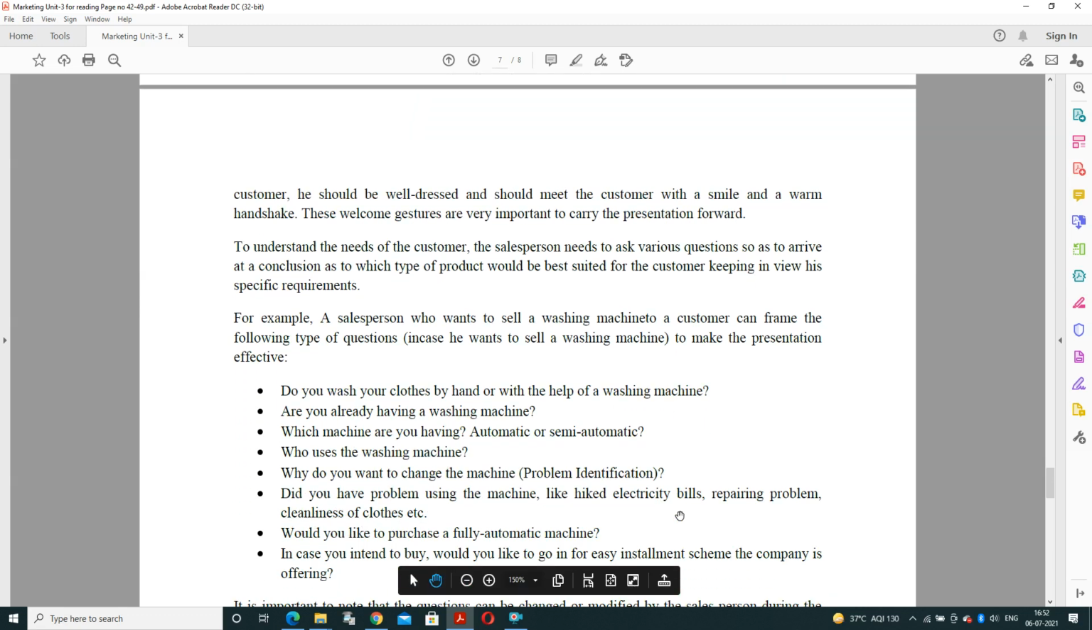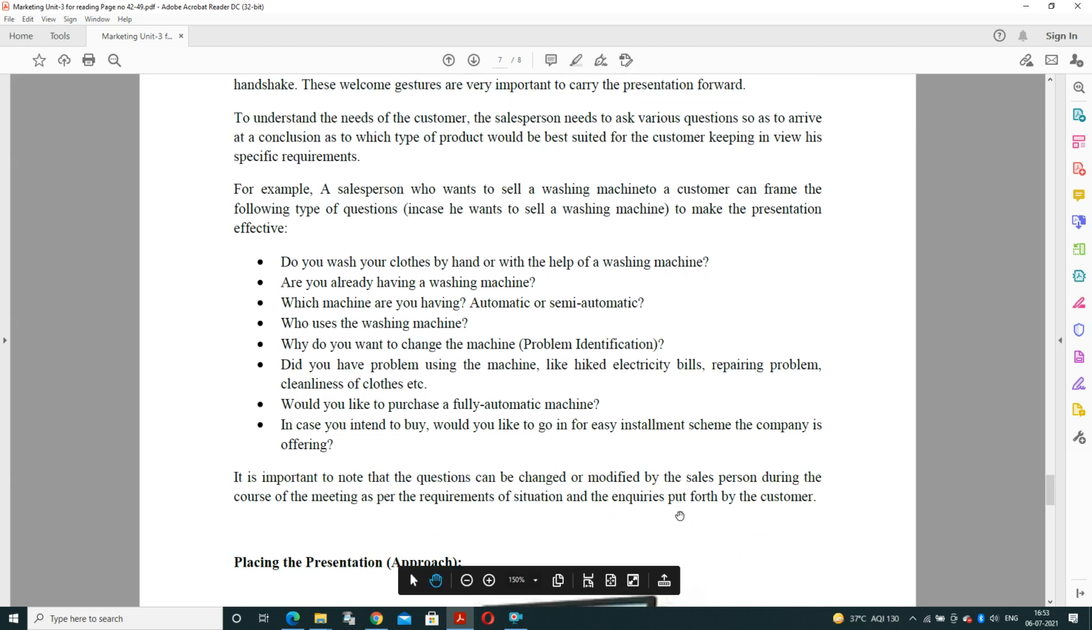Like, first question, do you wash your clothes by hand or with the help of a washing machine? Are you already having a machine? Which machine are you having, an automatic or semi-automatic? Who uses the machine? Why do you want to change the machine? What is the problem? Did you have problems using the machine, like high electricity bill, repairing problem, cleanliness problem, quality problem? Would you like to purchase a fully automatic machine? And in case you intend to buy, would you like to go for an easy installment scheme or do you want to take it on a cash basis?